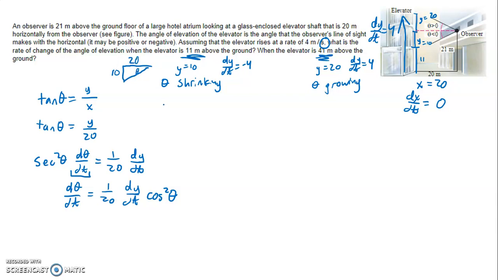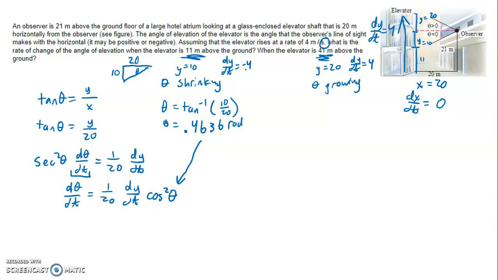So let's figure out what theta is. Theta would be the inverse tangent of 10 over 20, because you'd say tangent theta equals 10 over 20, so take the inverse tangent. So let's do that on the calculator real quick. Inverse tangent of a half would be 0.4636 radians. So I'm going to plug that in for theta here.